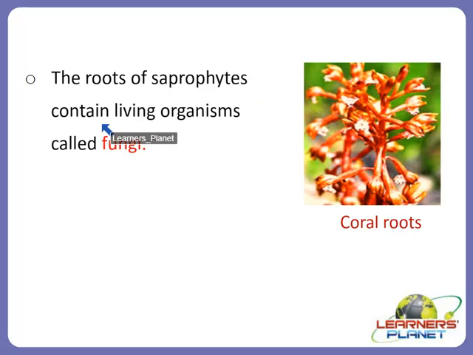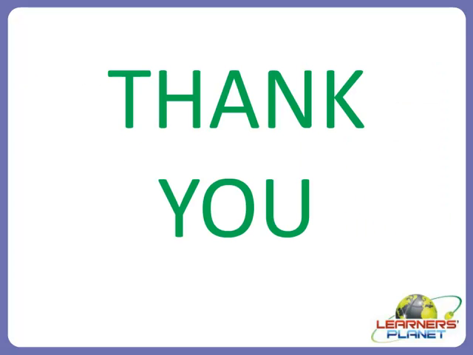There is one more example, students. Coral roots. The roots of saprophytes contain living organisms called fungi, as we discussed, and coral roots are also one of the saprophytic plants. They are considered to be saprophytic plants, and they are found in forest environments around the world. Like Indian pipe is found commonly in Asia and throughout North America, in the same way coral roots are also found in forest environments around the world. So these are also considered to be saprophytic plants.